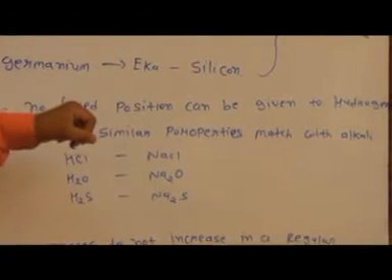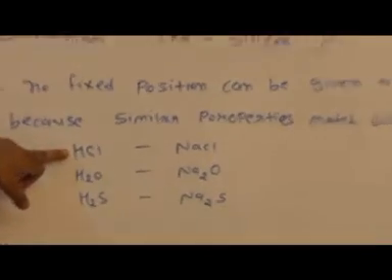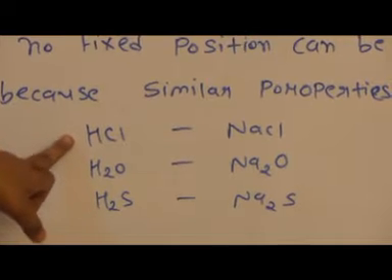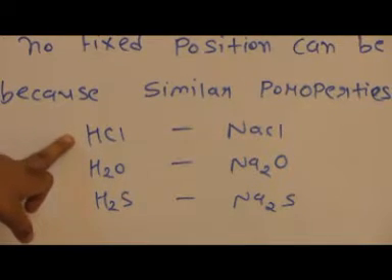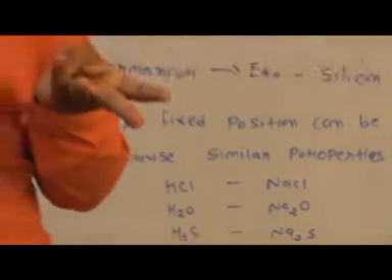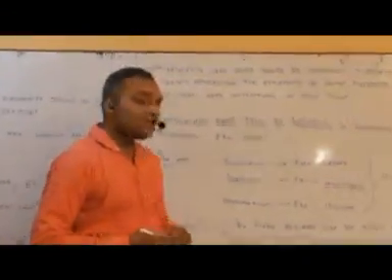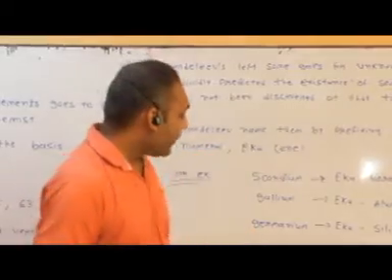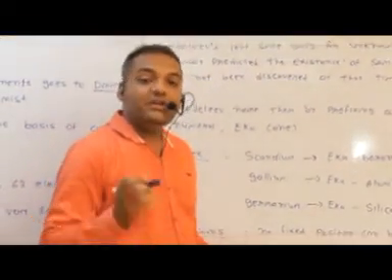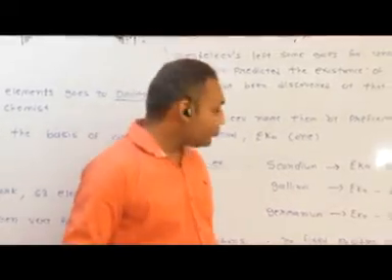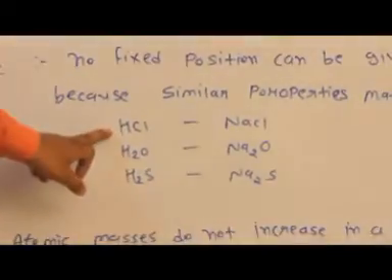the halogens. Look here: HCl, NaCl. Hydrogen has properties similar to the alkali metals and also to the halogens. What are the alkali metals? Sodium, potassium, lithium, etc. And the halogens: fluorine, chlorine, bromine, iodine. But hydrogen gives properties similar to both the halogens and the alkali metals. So its position was not fixed.